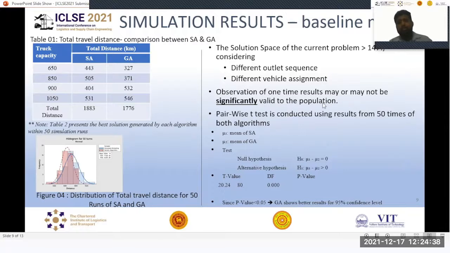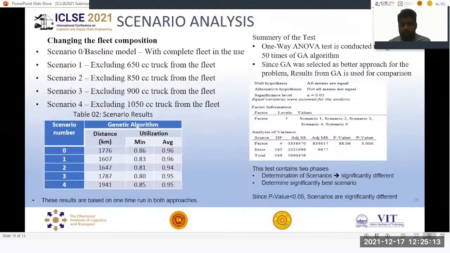Since the solution space is very large, the observation of one-time results may or may not be significantly valid for the population. So we use the pairwise t-test using 50 runs of both algorithms. As shown here, since the p-value is 0, less than 0.05, we conclude that GA shows better results at the 95% confidence level.